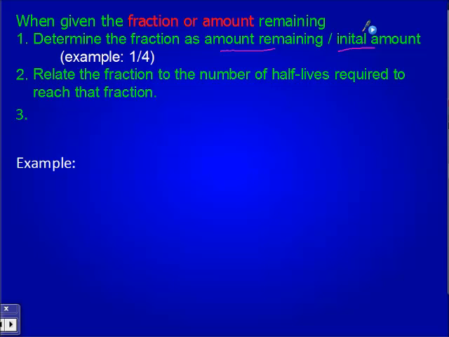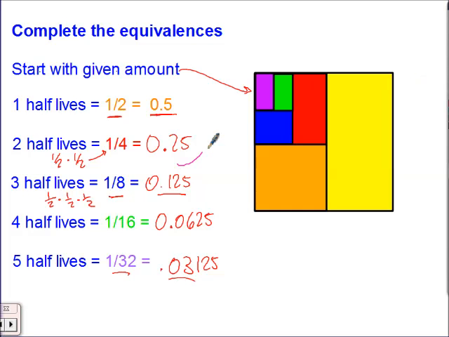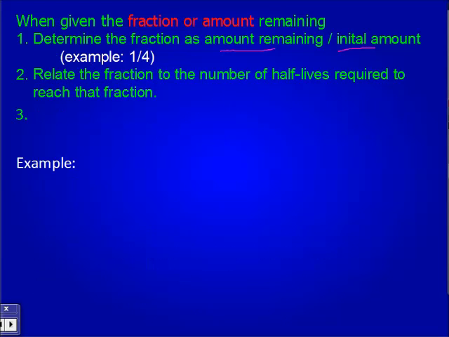Next, I'm going to relate that fraction to the number of half-lives required to reach that fraction. And this goes back to, if it's 1/4, as in the example, 1/4 is 0.25, which is 2 half-lives. So 2 half-lives have passed if I have 1/4 remaining. So 2 half-lives. I'm going to read it as HL for 1/4.